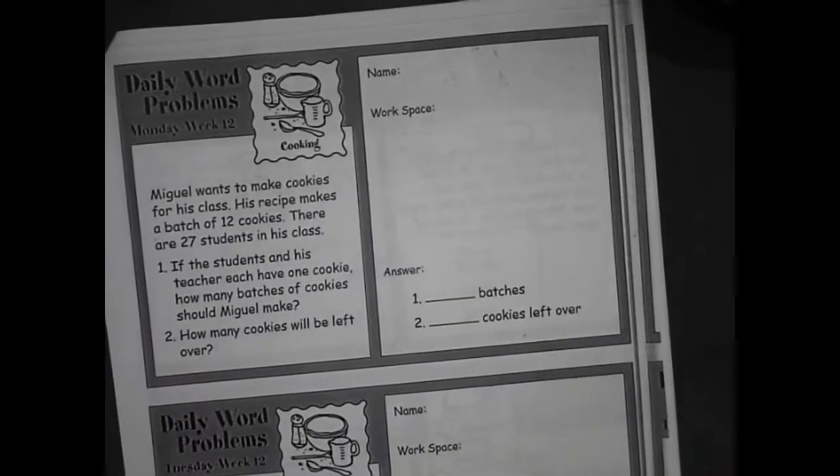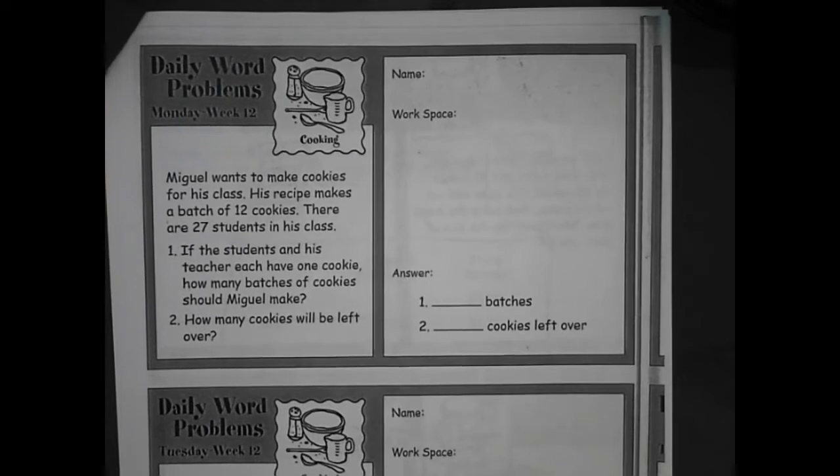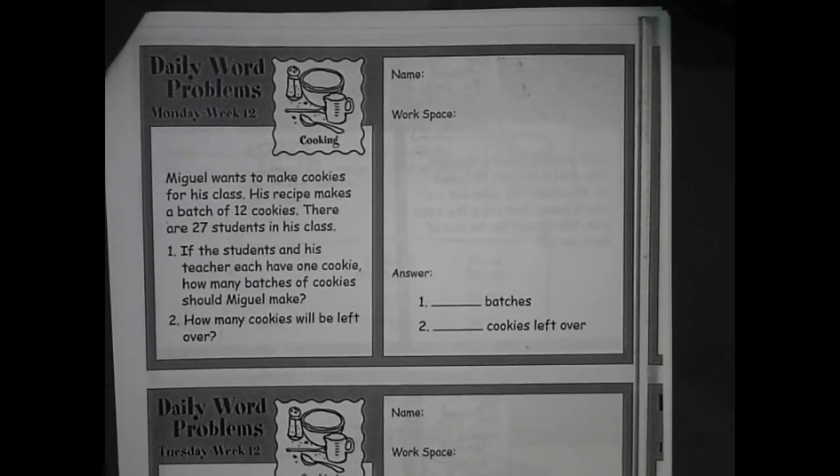Okay, let's get over to morning work right here. We are cooking this week. So Miguel wants to make cookies for his class. His recipe makes a batch of 12 cookies. There are 27 students in his class. If the students and his teacher each have one cookie, how many batches of cookies should Miguel make? And then, how many cookies will be left?